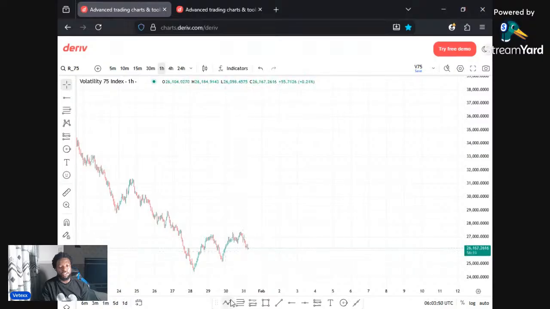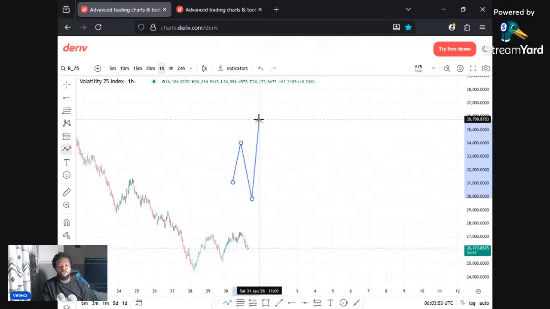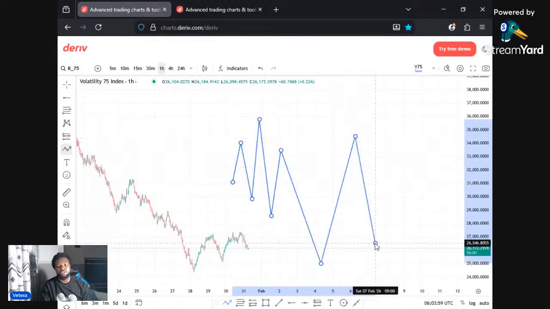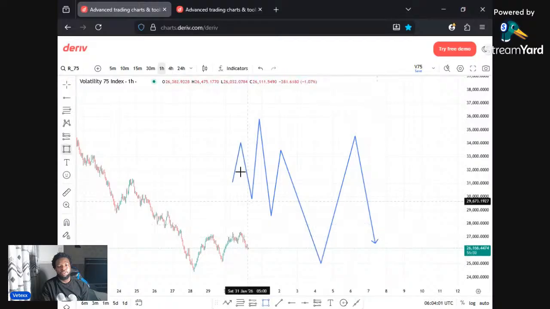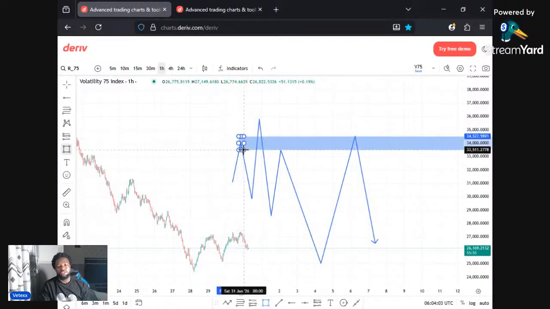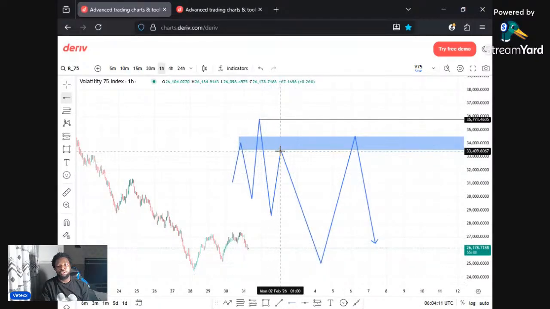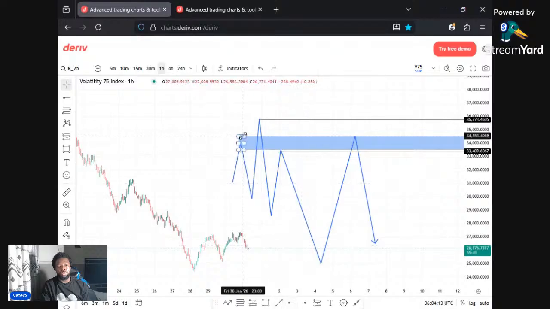Price must give me a sell structure like this before I can say, okay, I'm going to start looking for sells. If price doesn't give me this, no matter how juicy the setup, I don't take it. There must be a direction. I must know where I'm going and where the price is coming from. Once you don't know where price is coming from and where it is going to, you don't have to even take that trade.